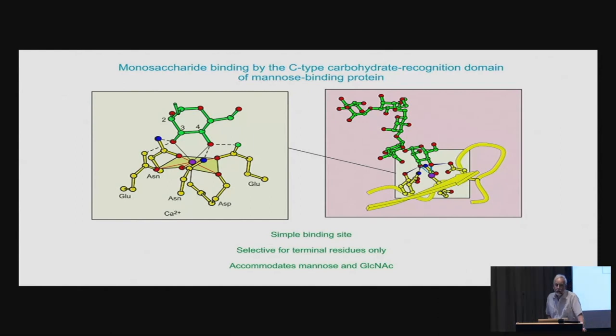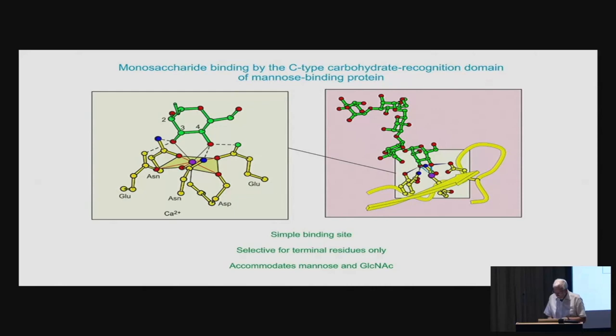Now, the typical ligand, of course, is not just a monosaccharide. It's a monosaccharide in an oligosaccharide, such as this high mannose oligosaccharide. But when you see the structure, you'll see that, in fact, it is only one of the sugars that's interacting with this binding site, in the case of mannose binding protein. So you can go quite a ways with just that basic binding site.